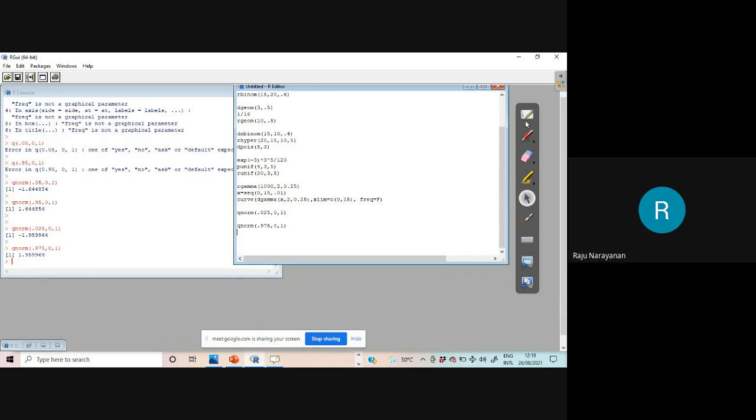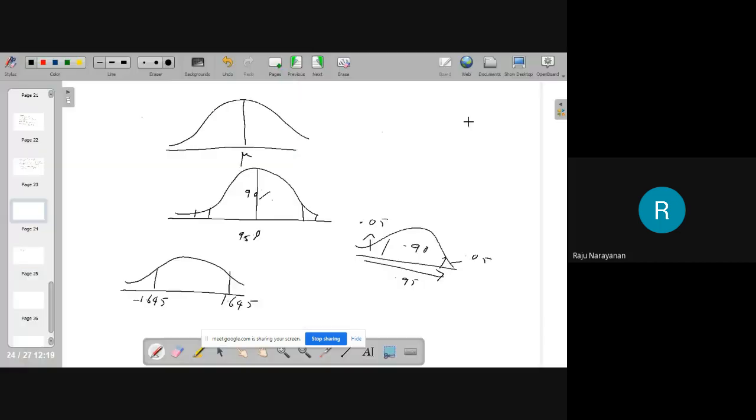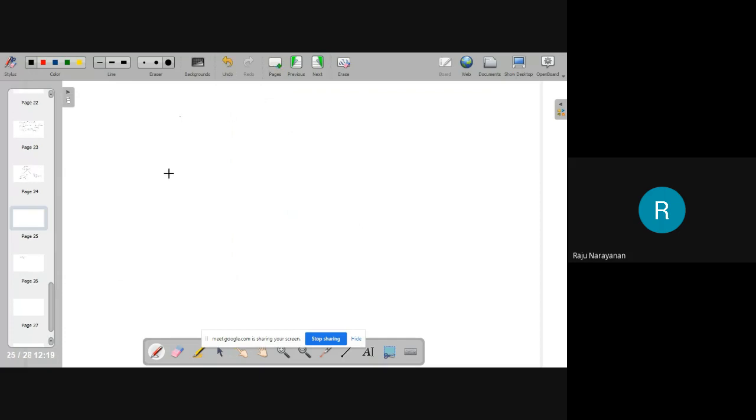They are called 3 sigma limits. You might have heard about 3 sigma limits, 6 sigma limits, etc. That means even though the distribution is spreading from minus infinity to infinity, 95% of the observations are between minus 1.96 and plus 1.96. We will quickly do 2 problems and go to the next topic.